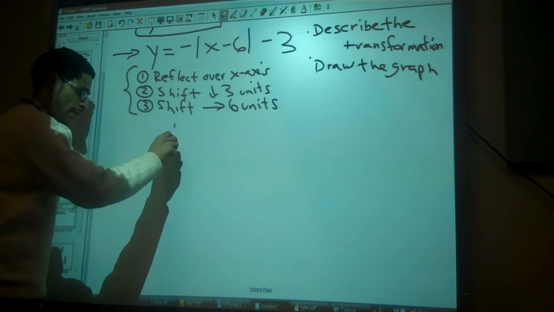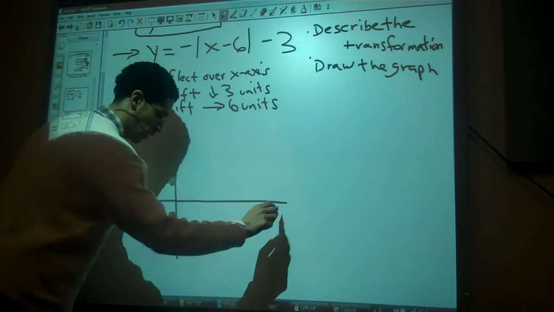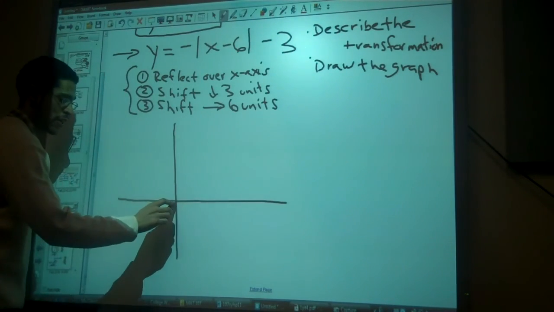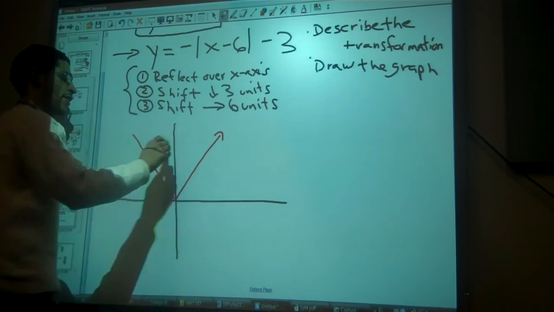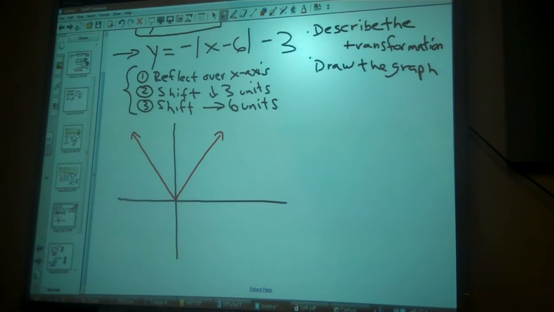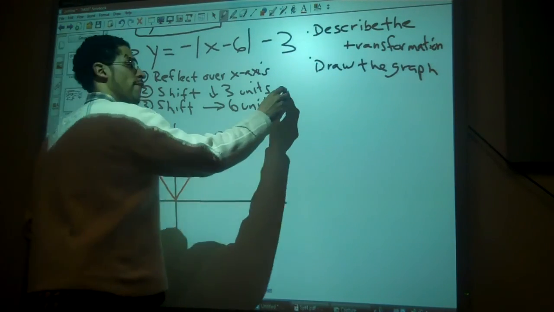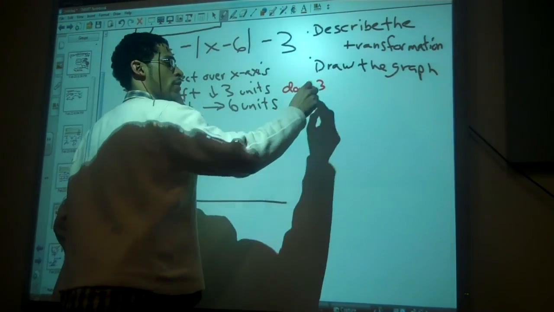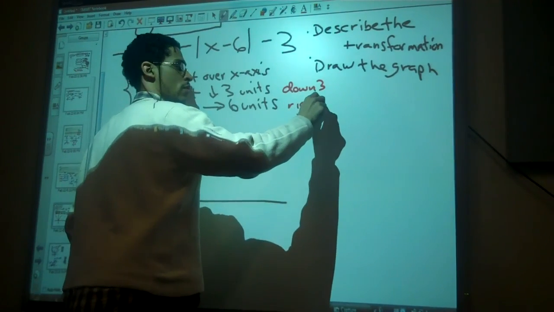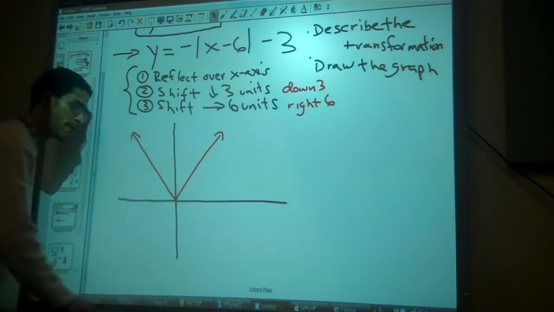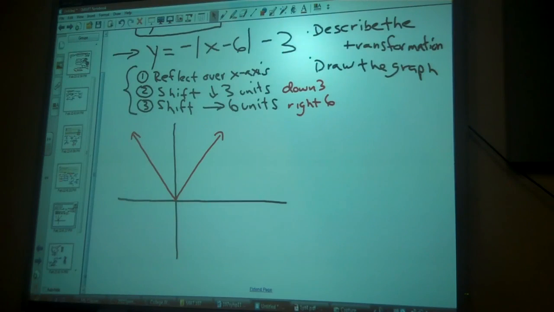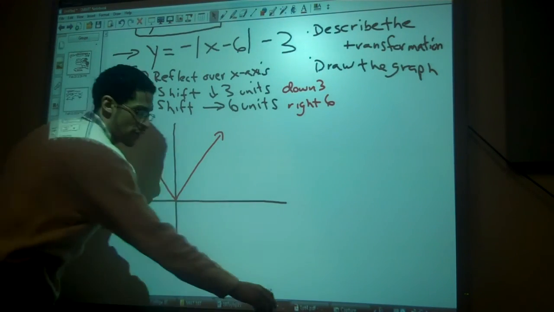So let's draw the graph. Normally, that's what it looks like. We need to reflect it over the x-axis, shift it down 3 units, shift it right 3 units. I'm sorry, right 6. Sorry about that. So we flip it. You don't have to do each individual.